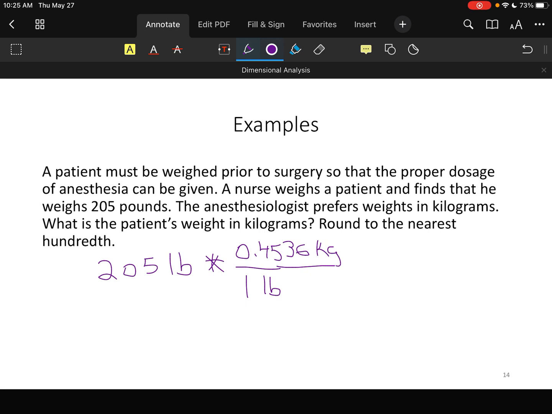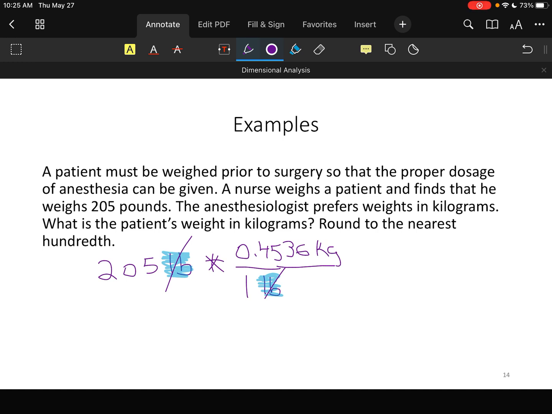But they say round the answer to the nearest hundredth, so our answer needs to have 2 decimal places. Take your calculator, and before you even touch it, make sure the units you're trying to cancel are on the diagonal, so they cancel. Our final answer will be in kilograms.